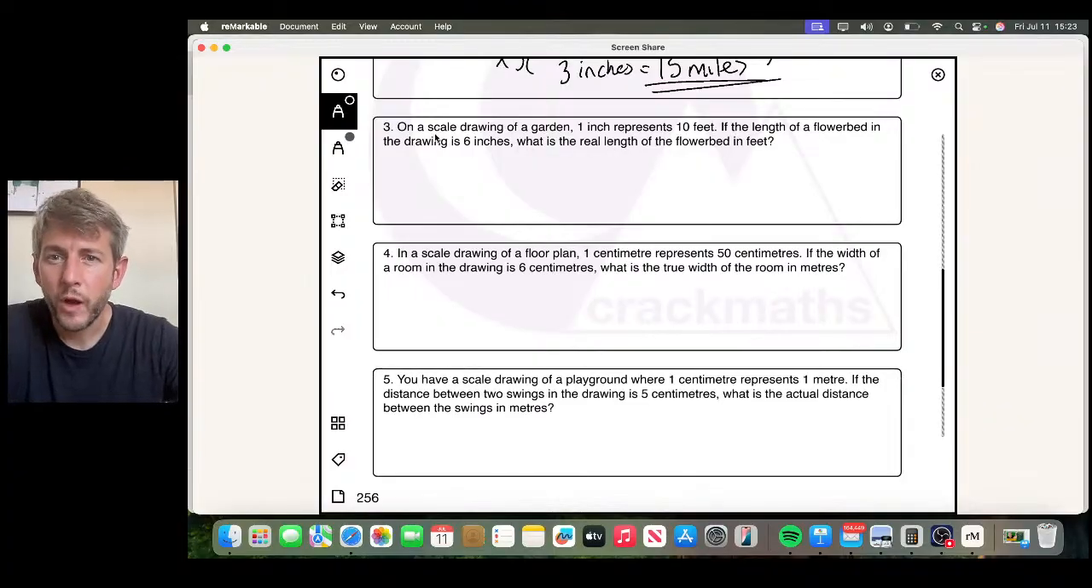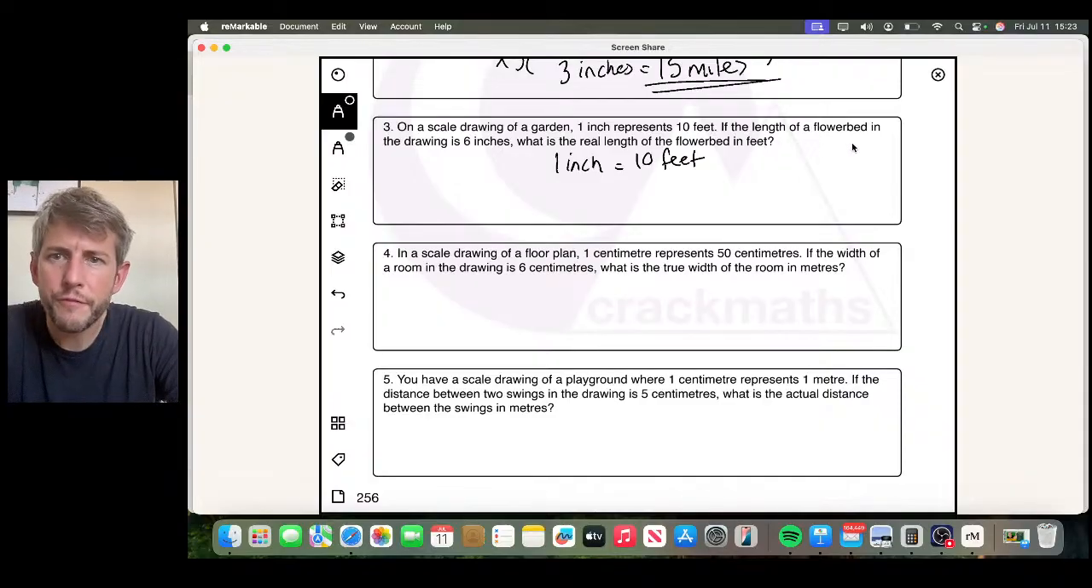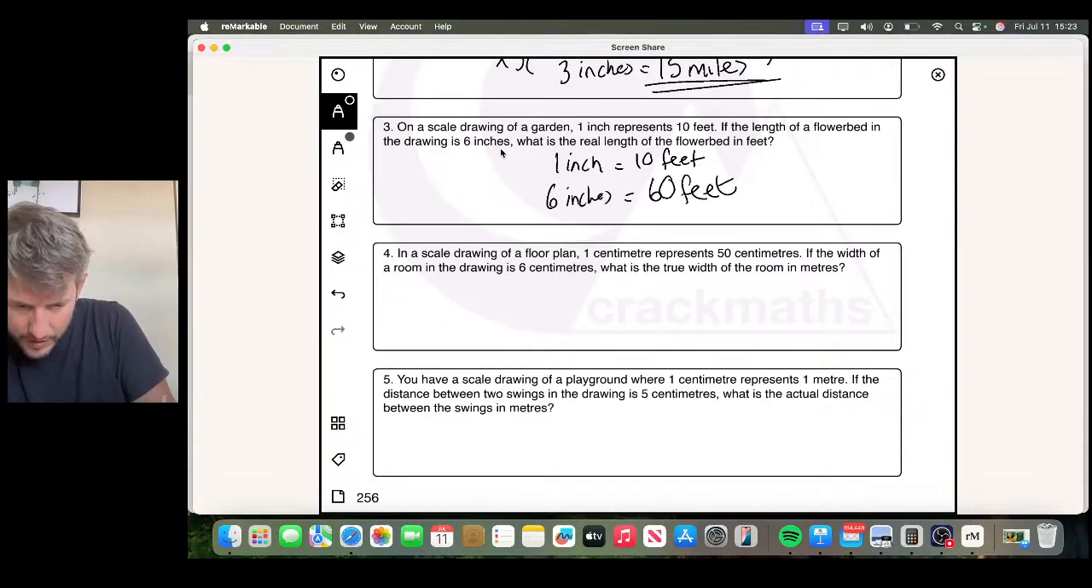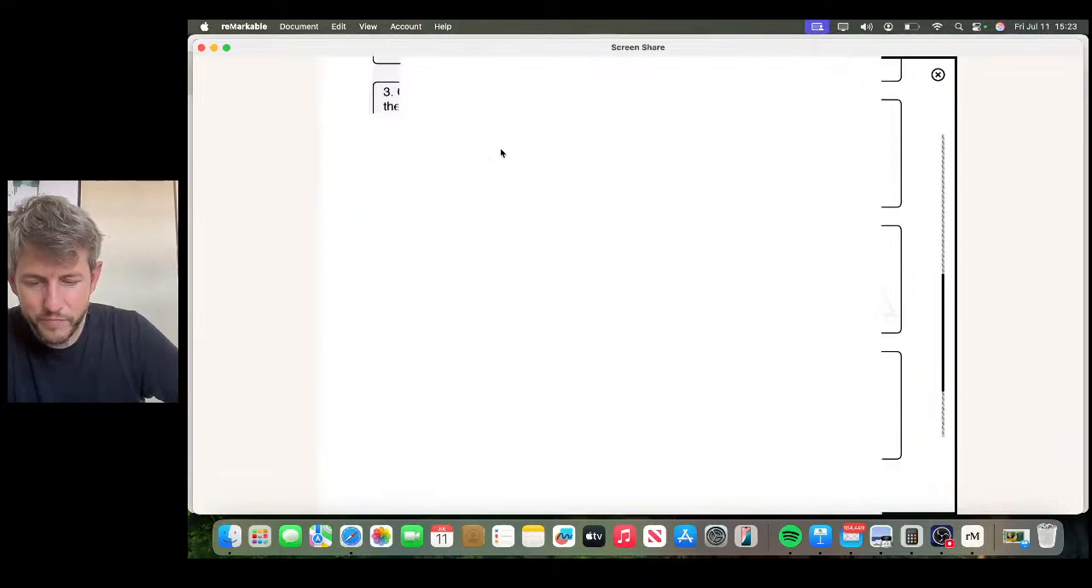Question 3, on a scale drawing of a garden, 1 inch represents 10 feet. If the length of a flower bed in the drawing is 6 inches, what is the real length of the flower bed in feet? There we go. Well, 6 lots of that, so that'll be 60 feet.